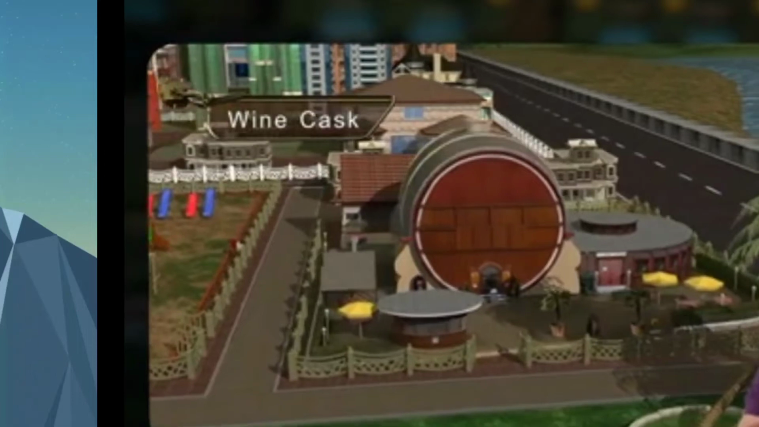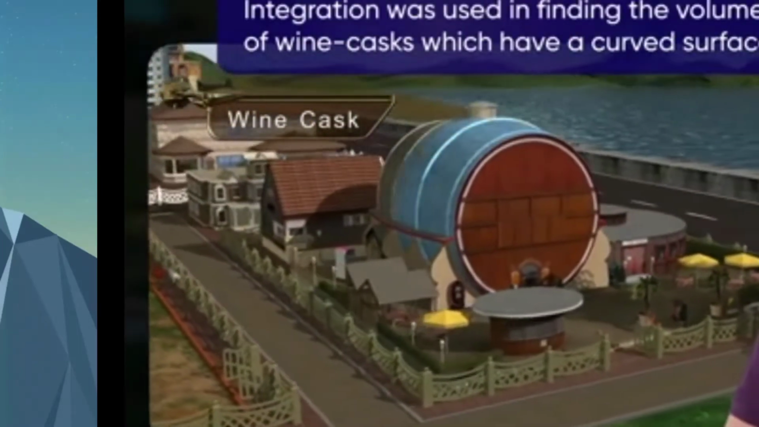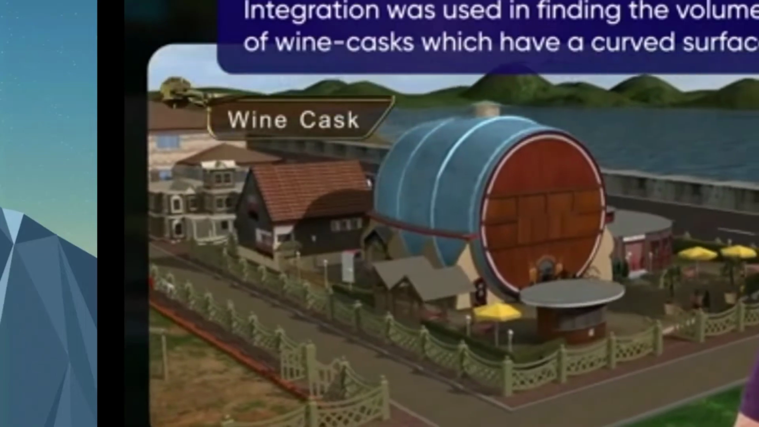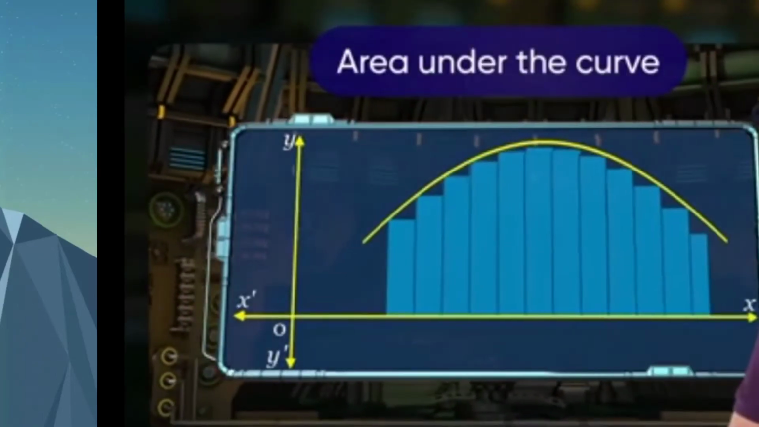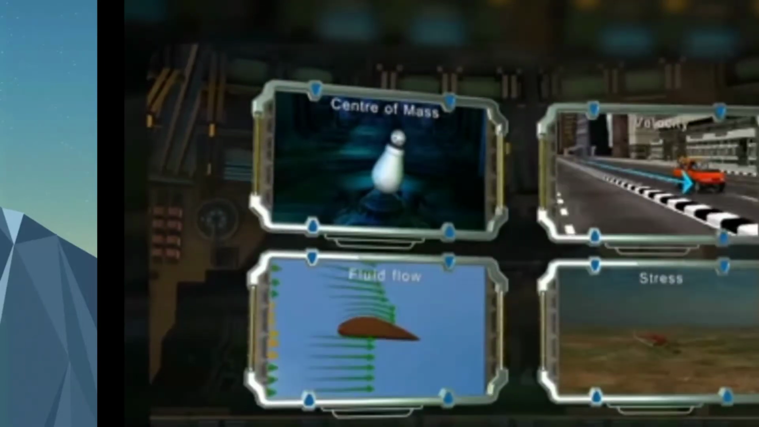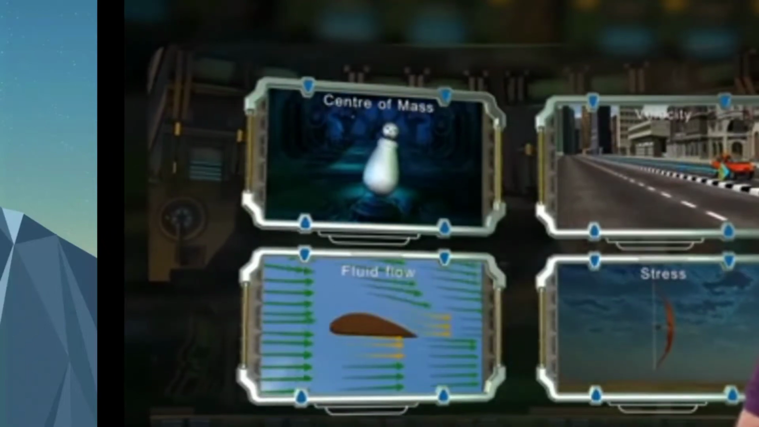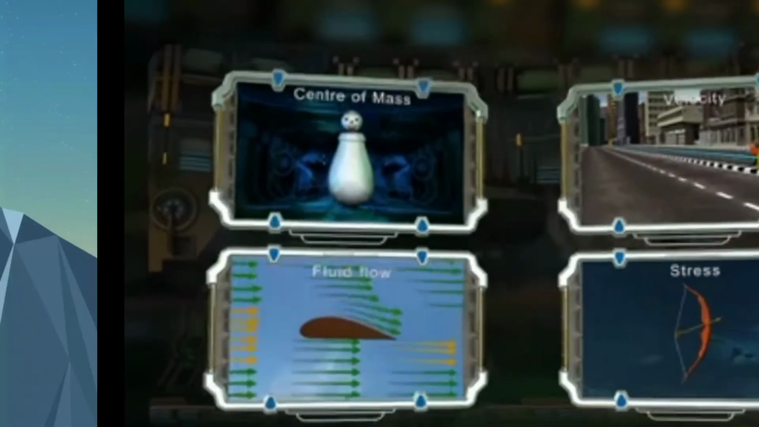Historically, one of the first uses of integration was in finding the volume of wine casks, which had a curved surface. Other uses of integration included finding areas under curved surfaces, movement and center of mass, displacement and velocity, fluid flow, modeling the behavior of objects under stress, etc.